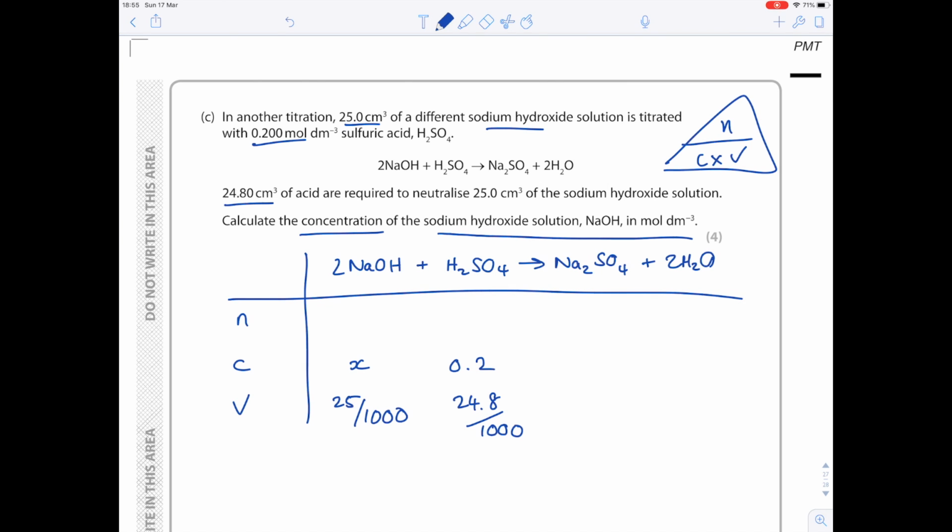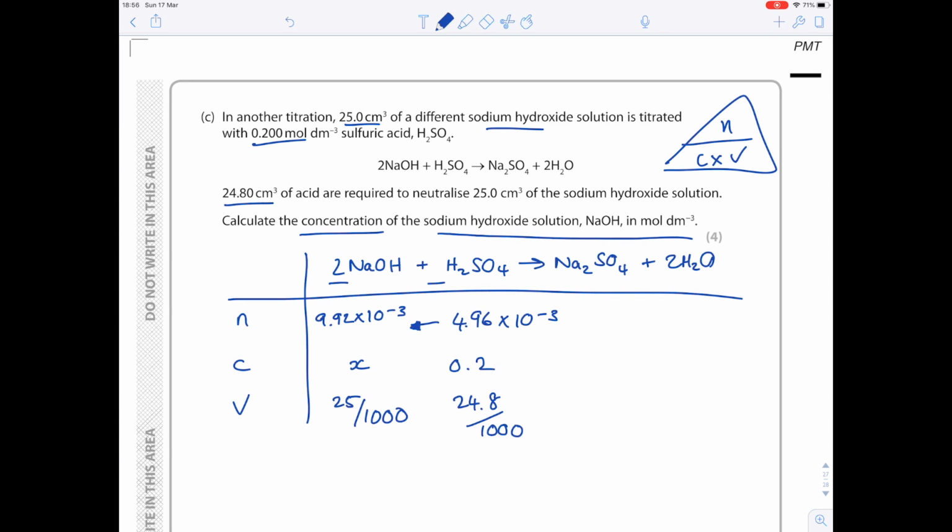First of all, we're going to look for the number of moles, because we've got two numbers in that column already of sulfuric acid. Looking at our formula triangle, we just need to do concentration times volume. So that's 0.2 times 24.8 divided by 1,000 to get 4.96 times 10 to the minus 3. Check the mole ratio. It's 2 to 1, so you need to multiply that number by 2 to get the number of moles of sodium hydroxide. So that's 9.92 times 10 to the minus 3.